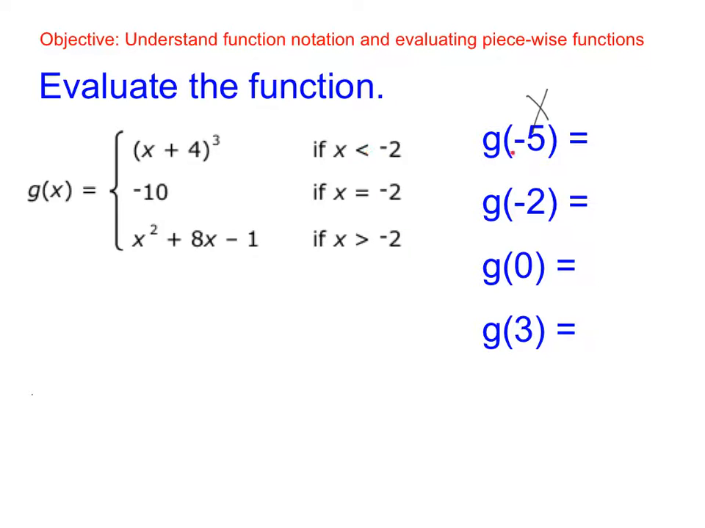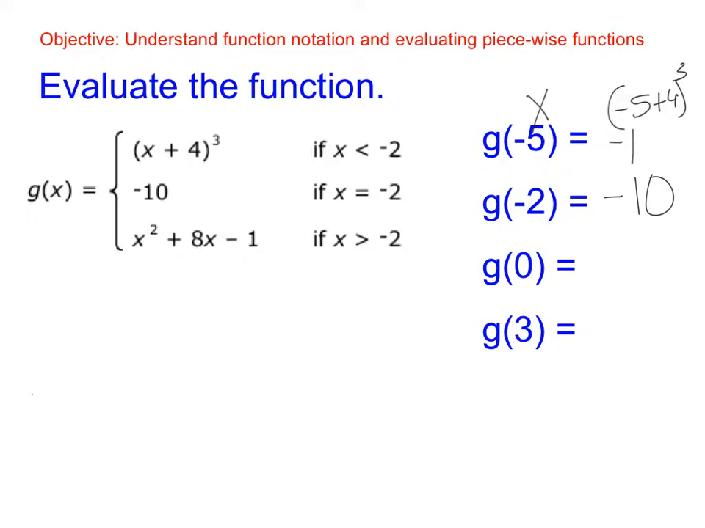We're only plugging in where the x makes sense. It only makes sense in this top equation. So that's what we're going to plug into. So we're going to do -5 plus 4 to the third. So it's -1 to the third, which is -1. Next we have -2. So where does -2 make sense? Well, -2 is not less than -2. -2 is not greater, it's equal to. So we have to go with this function. Now, to plug into a number, you just rewrite the number. So it's just -10.